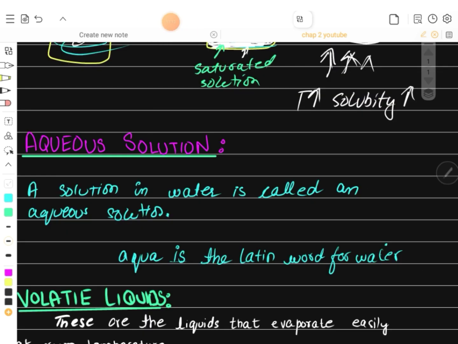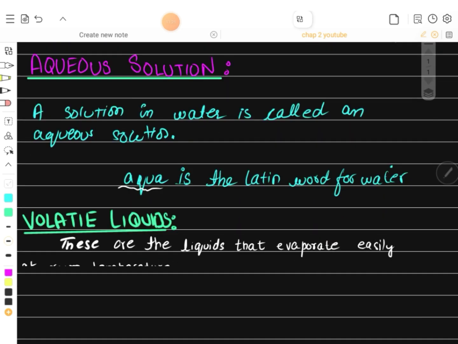After that, we're going to be studying aqueous solutions. Aqueous solutions are solutions in water. Aqua is the Latin word for water.